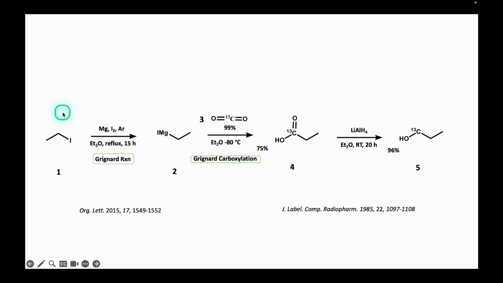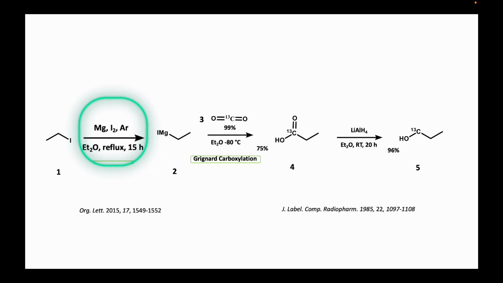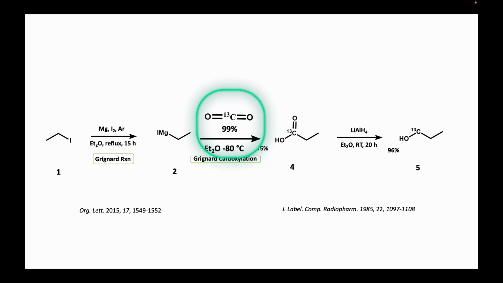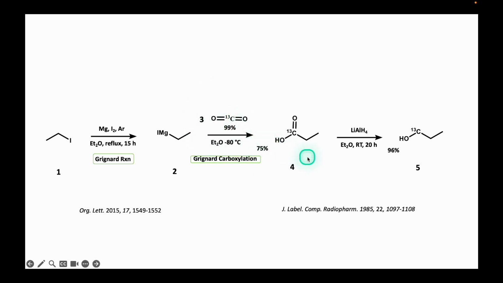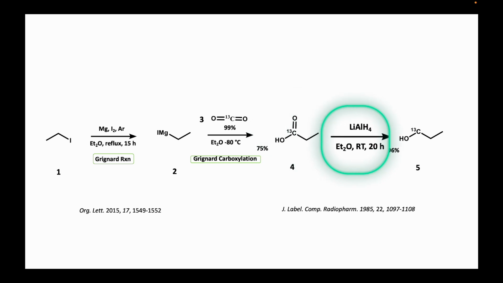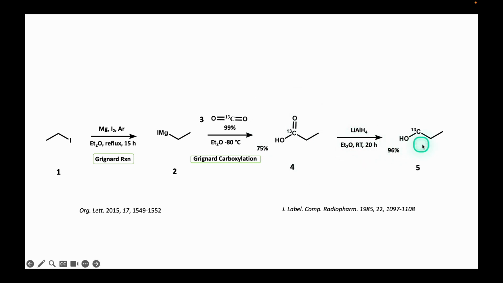The reaction between ethyl iodide and magnesium in the presence of catalytic amounts of iodine generates Grignard reagent 2, which is reacted with carbon-13 labeled carbon dioxide of high isotopic purity to produce propanoic acid labeled with carbon-13 in the carboxyl group. Next, the reduction with lithium aluminum hydride generates the labeled propanol 5.